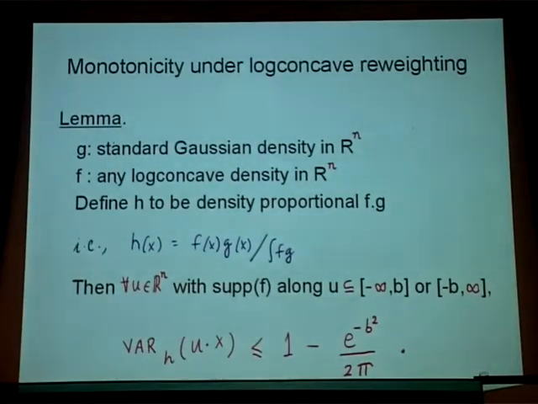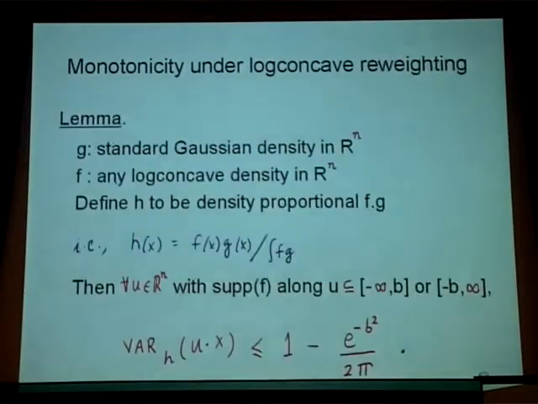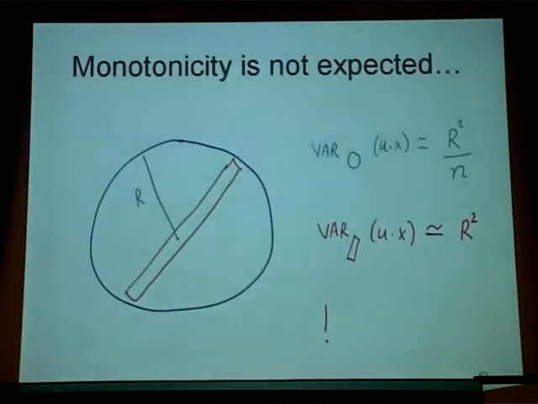Now you have to worry about sampling errors and so on, but those are standard technical difficulties. So for the case b equals infinity, we need a quantitative decrease. Without the quantitative decrease, this lemma was essentially known. It's the Brascamp-Lieb inequality. With the decrease, that's what's new. And in fact, it verifies the KLS hyperplane conjecture for the case when the distribution is Gaussian. But that's a very special case. Now, last slide, or almost.